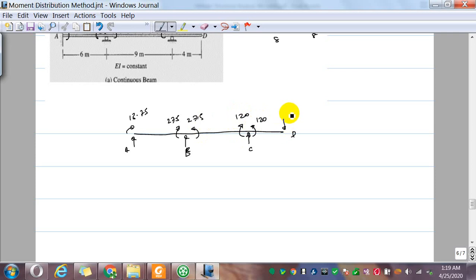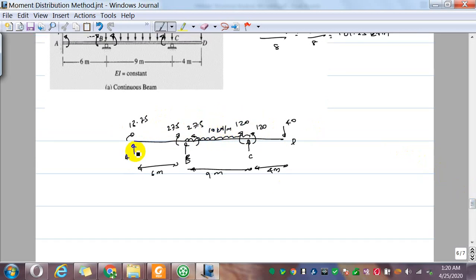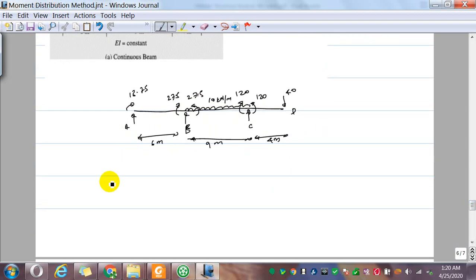Here you have a load that is 40. This distance is 6 meter, this distance is 9 meter, this is 4 meter. So now you have all the moments 13.75, 27.5, 27.5, 120, 120, 40, and then you have a load also 10 kilonewton meter.